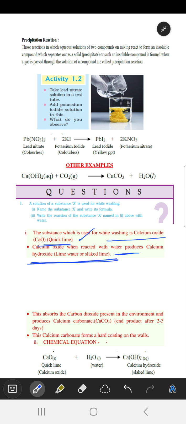When calcium hydroxide reacts with the carbon dioxide present in the environment, we get calcium carbonate, which is the end product after 2 or 3 days. This calcium carbonate forms a hard coating on the wall. So we get shiny white walls after 2 or 3 days when the water is evaporated from the walls.